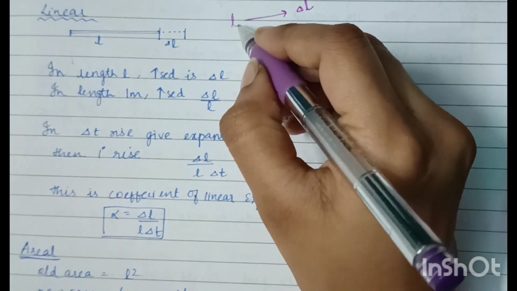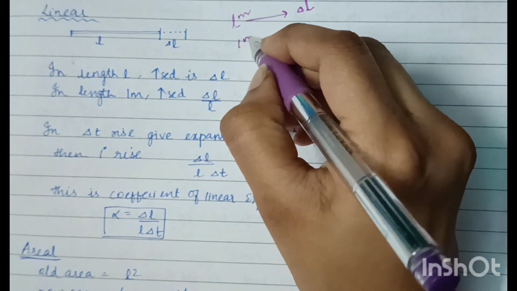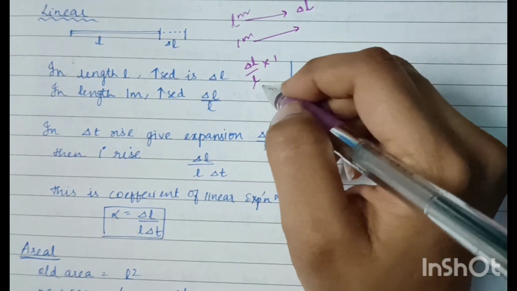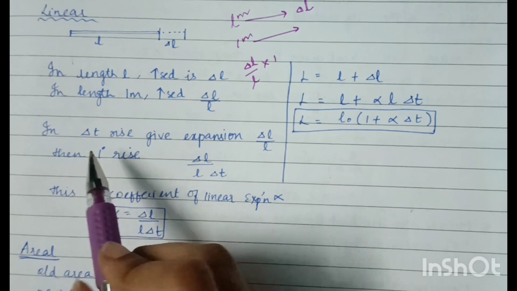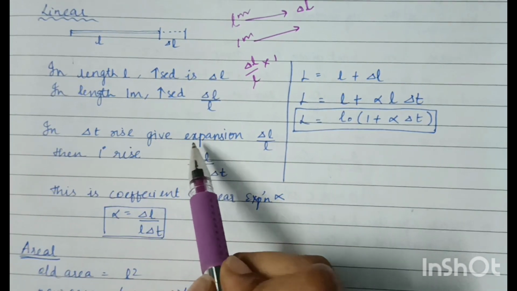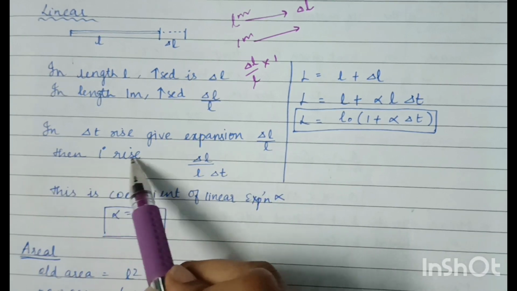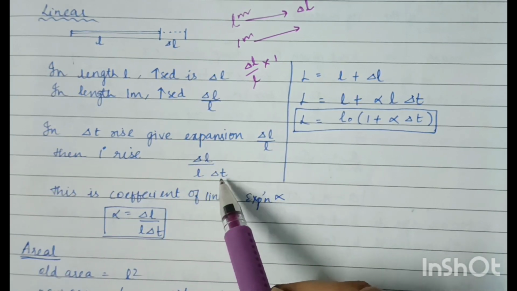So what will it be for 1 meter? For L it is delta L, so for 1 meter it is delta L by L. For a delta T rise in temperature, the expansion is delta L by L. Then for a 1 degree rise, it is delta L by L delta T.